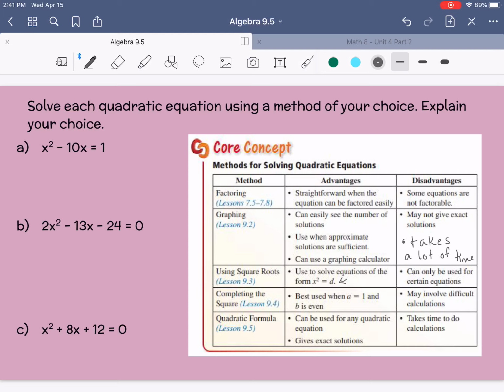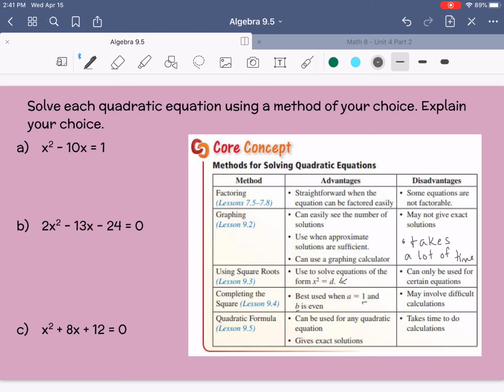Completing the square. You can do completing the square for any quadratic equation. However, it's easiest to use when your a value is 1 and your b value is even. When they're not 1 or b isn't even, that's going to involve some tricky calculations, and probably some fractions. And I know how much you guys love the F word. Quadratic formula, it can be used for any quadratic equation. It gives an exact solution, but it takes time to do those calculations. Sometimes you don't have a choice. The quadratic formula is the only one that's going to give you the exact answer solution that you're looking for.